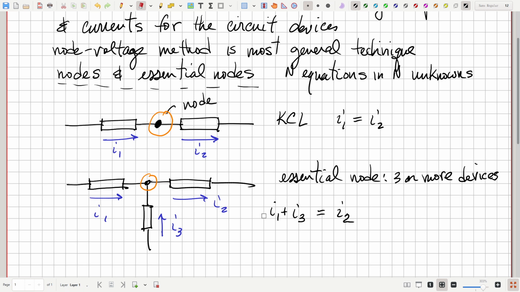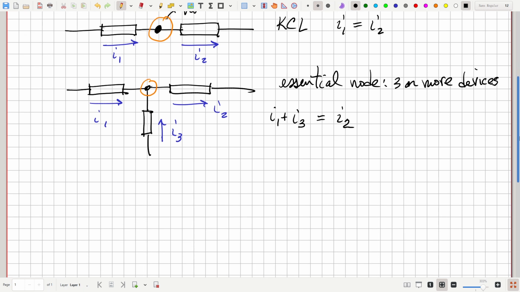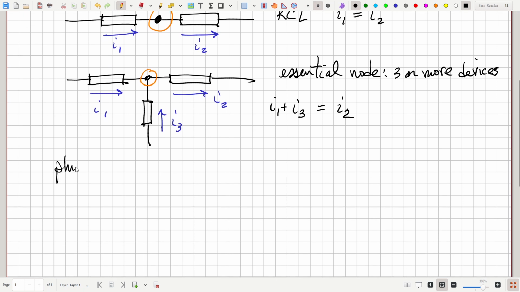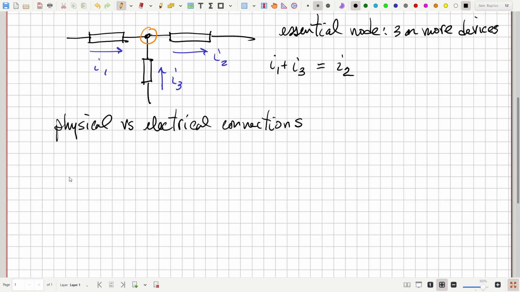Now, when we talk about nodes, it's important to make a distinction between physical versus electrical connections. So for example, let's say we had a circuit and here was a resistor, and over here is another resistor, and then here we've got a resistor going up like so, and then maybe here is another resistor going down like so, and then here's a resistor going up, and then here's another resistor going down.